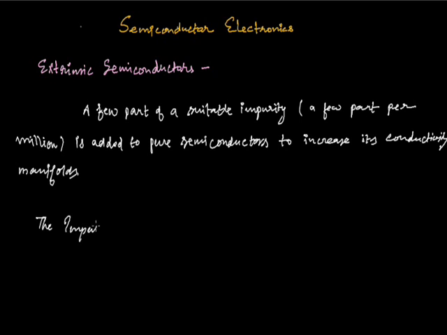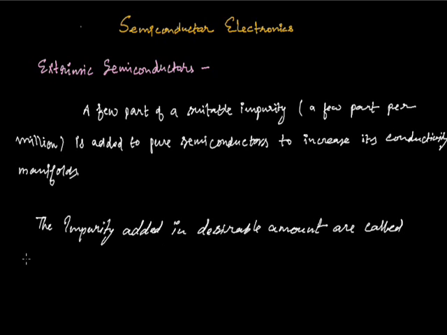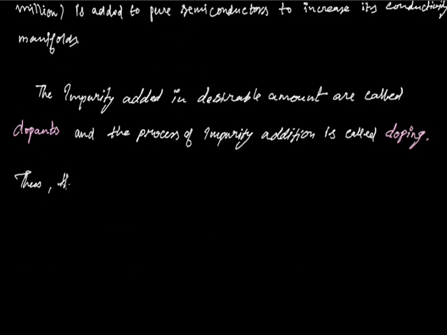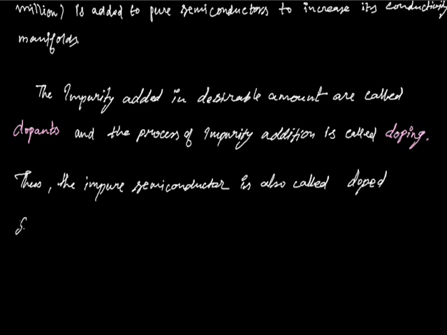The impurity added in desirable amount is called a dopant, and the process of impurity addition is called doping. Thus, the impure semiconducting material is also called doped semiconducting material.